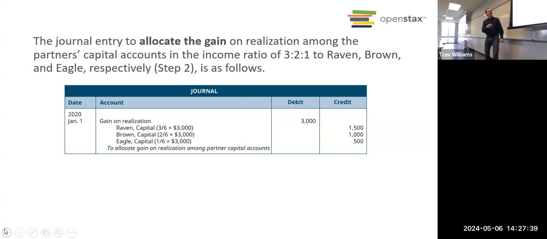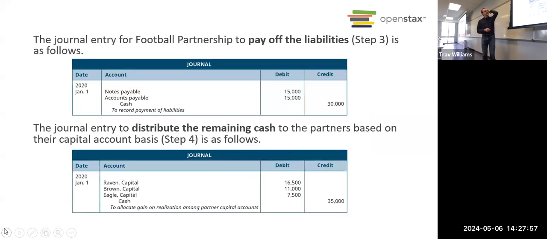Or another way to look at it, 3/6 for Raven, 2/6 for Brown, and 1/6 for Eagle. Do you see how that comes out? Raven gets 1,500, Brown 1,000, Eagle 500. That divides up the gains. Then you pay off the debts. Partnership had $30,000 in debts, so they use their cash to pay that off. And there's remaining cash. They had $35,000 remaining.